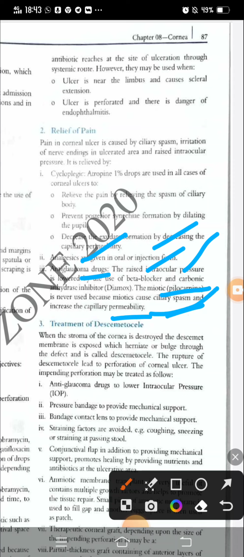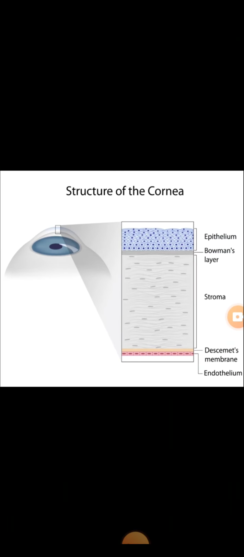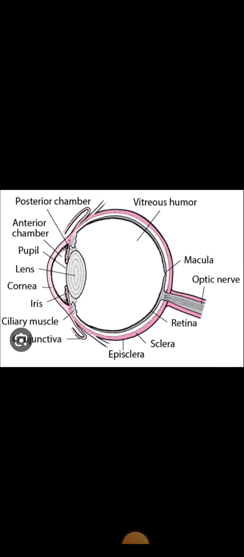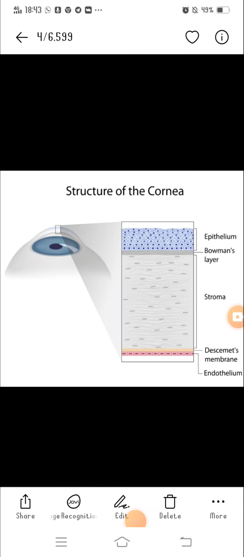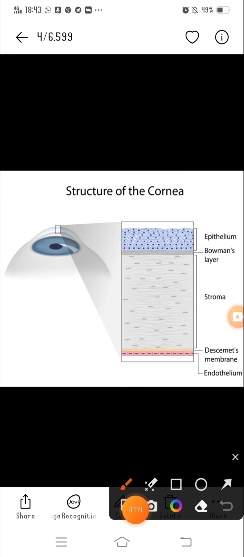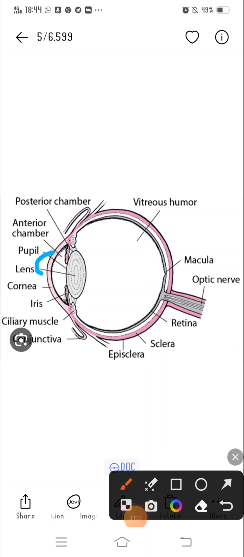Then let's move towards the treatment of descemetocele. Let us talk about the descemetocele. Whenever the stroma of the cornea is destroyed, let us look at this picture. Whenever the stroma of the cornea is destroyed, what happens? If the stroma is destroyed, then there is bulging out of the cornea, and whenever the cornea bulges out, there are chances that other structures in the posterior portion of the eye would also bulge out.